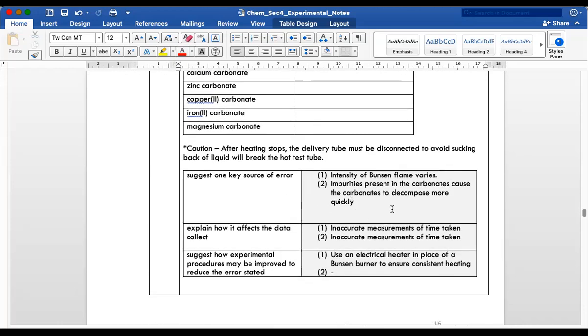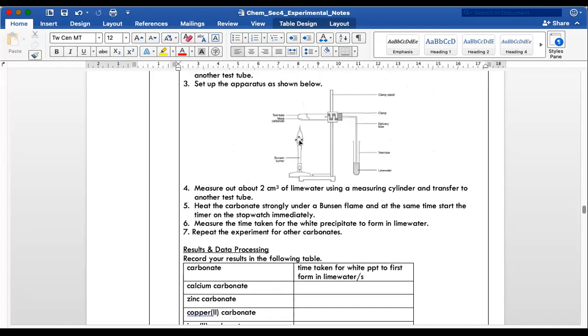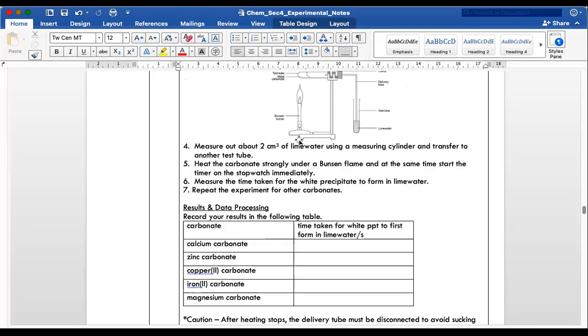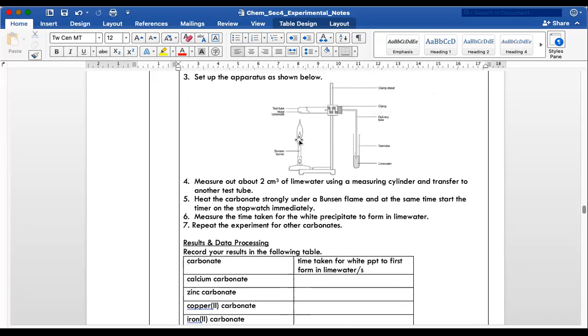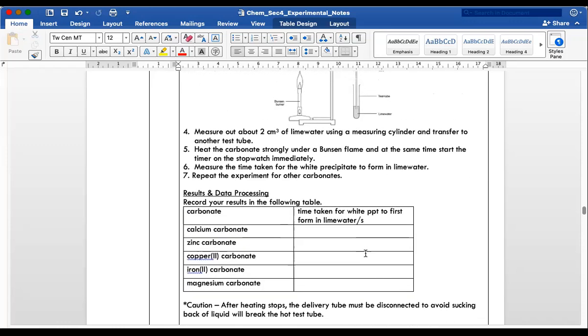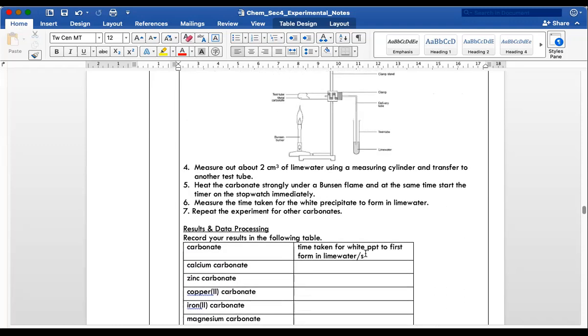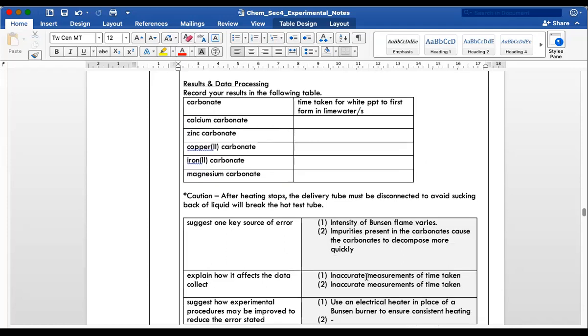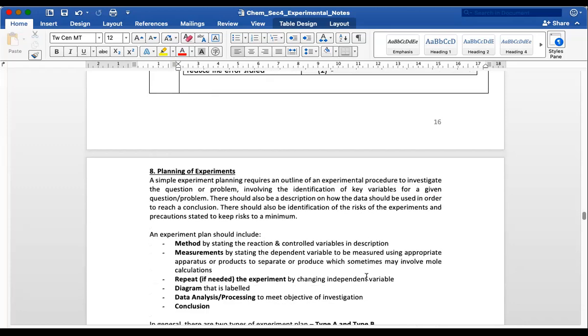Then you have to focus on either impurities or intensity of the Bunsen burner flame. All right, because the Bunsen burner flame intensity may not be consistent and varies. That will cause inaccurate time measurement. Sometimes it's higher intensity, sometimes lower intensity. If it's high intensity, then it will decompose faster. If it's lower, then slower. So for this, it's hard to tell whether it is a faster, shorter time or a longer time.